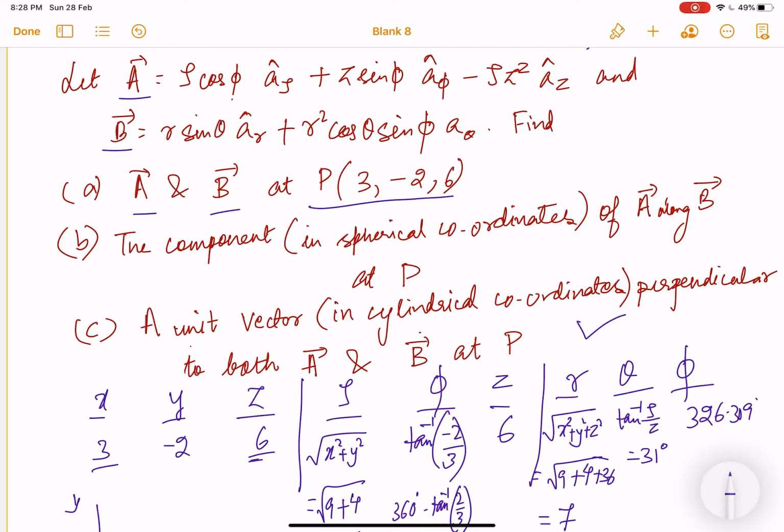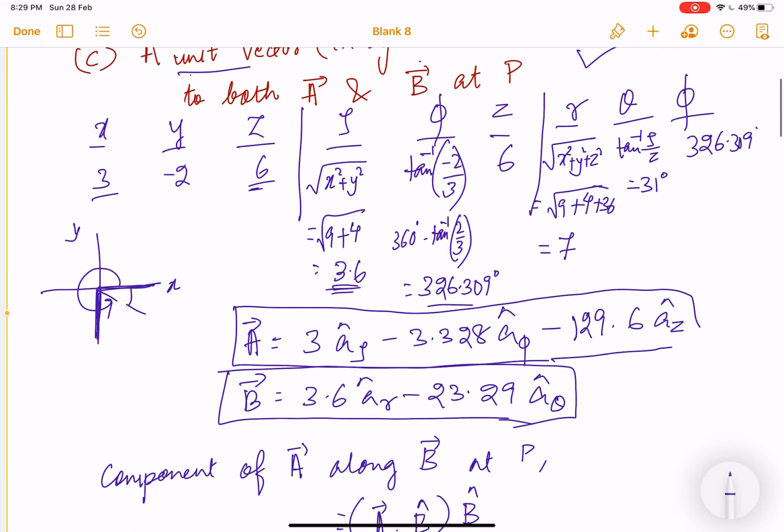First thing is the cross product, but then it says unit vector. So for taking out a unit vector, what should I do? I must divide it by the magnitude. For a unit vector, you always take the vector divided by its magnitude. Then the next problem is that one is in cylindrical coordinates and another is in spherical coordinates. What should I do? Let me convert B vector to cylindrical form, since A is already in cylindrical form. From spherical to cylindrical, then it will be easier for me.